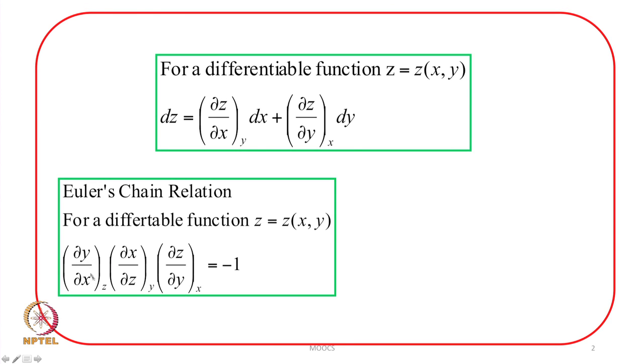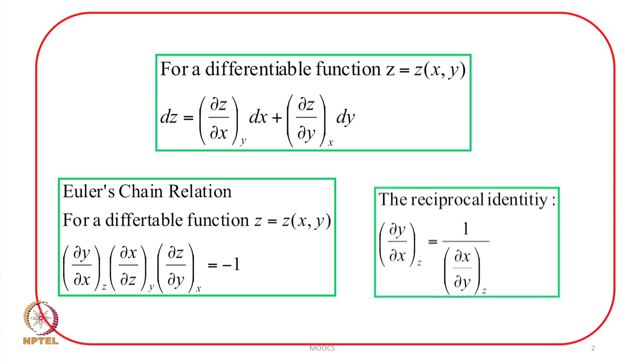So, you see, note down here ∂y/∂x at constant z, then we shifted to ∂x/∂z at constant y, and then we shifted to ∂z/∂y at constant x. See here, this has to be equal to -1. Keep that in mind.